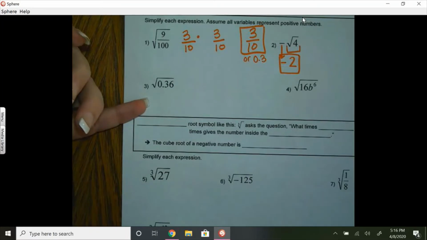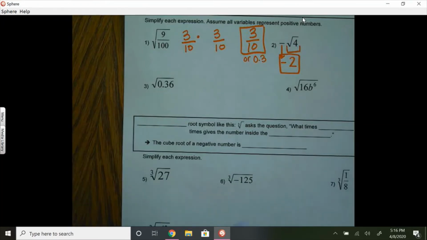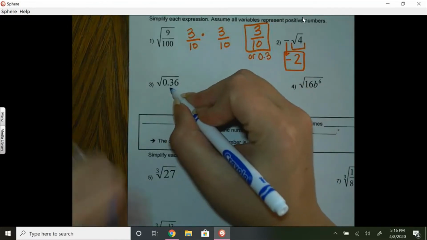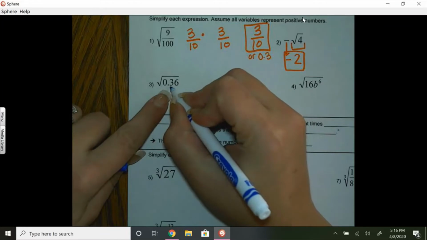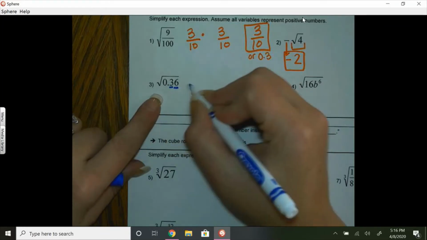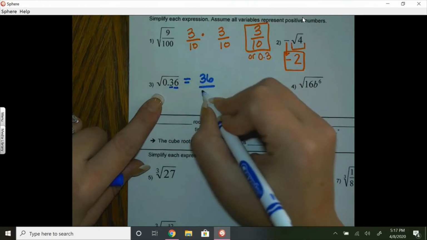All right, let's try number 3. This is saying what times itself is 36 hundredths, so 0.36. So if that sounds confusing to you, then remember you've learned in a previous math class that this is the tenths place and this is the hundredths place. So 0.36 as a fraction is 36 hundredths.